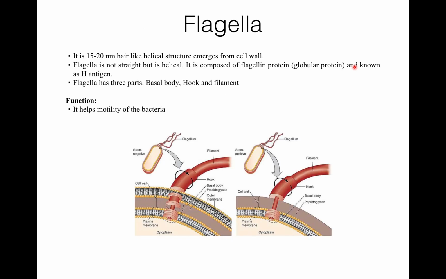Now, flagella. Many bacteria possess flagella, which are long, thin helical appendages. It is not straight, it is helical. It is composed of flagellin protein, which is a globular protein and known as H antigen. Flagella comprise three parts, that is basal body, hook and filament. And its function is to provide motility to the bacteria.